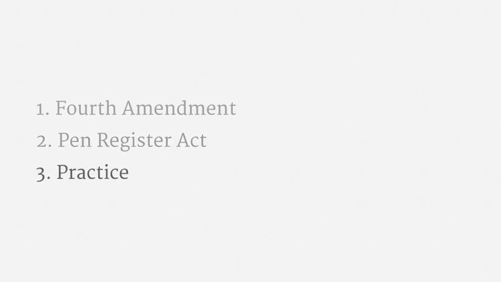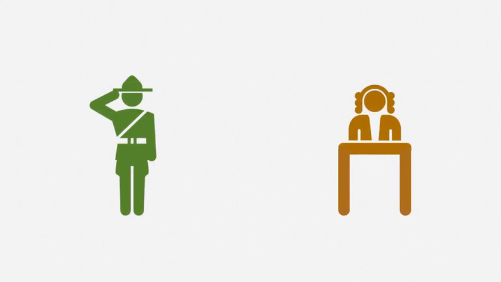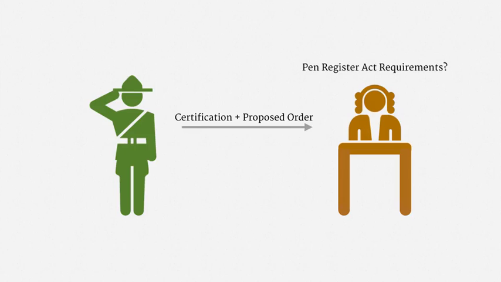The last subject I want to address is how pen traps work in practice. The pen trap application process works much like an application for a warrant or a wiretap order. An investigating officer begins by providing a judge with a certification of relevance and a proposed order. The judge then makes sure the application satisfies the Pen Register Act's requirements. Recall that those requirements are just about rock bottom.